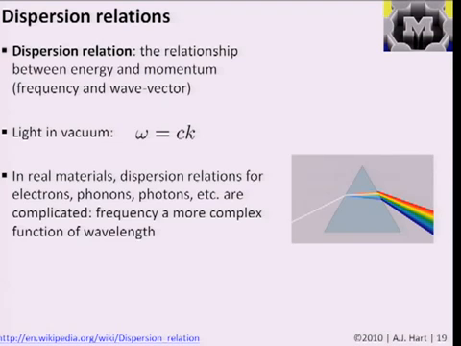But what happens inside a material is that the relationship becomes more complicated. So the speed will start to depend on the frequency, for example. And this is what leads to glass affecting the speed of light, and that's what separates out the different frequencies inside a crystal. So that's the principle behind a prism. And the same principle applies to things like electrons and photons inside real materials.